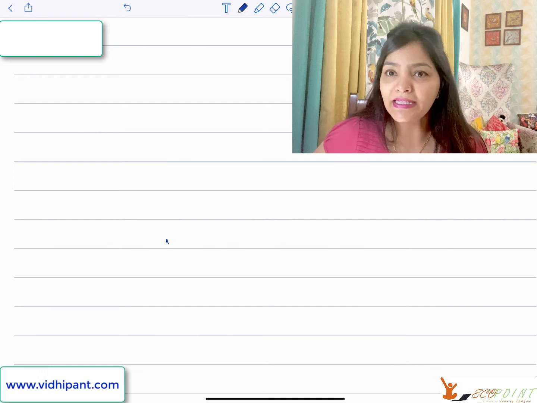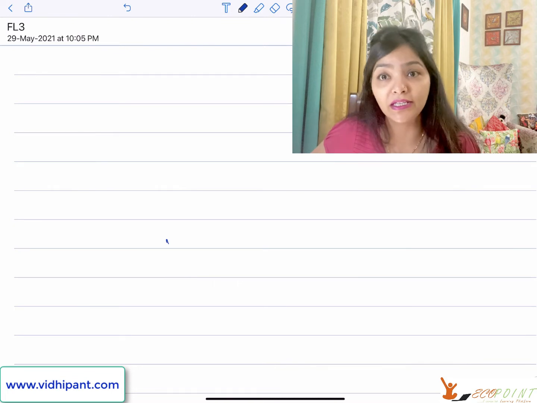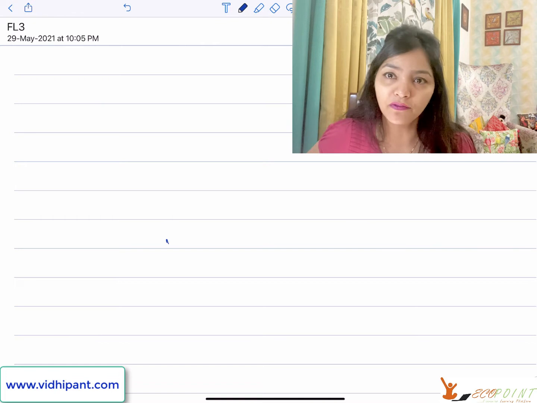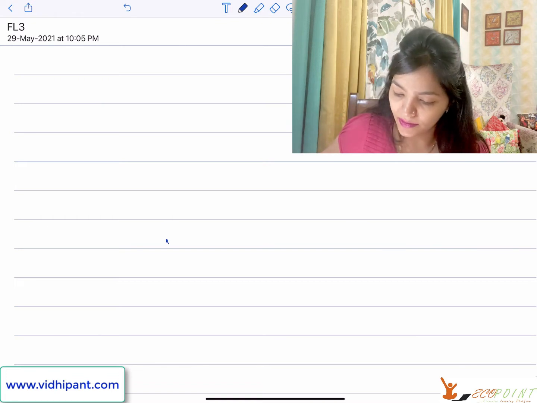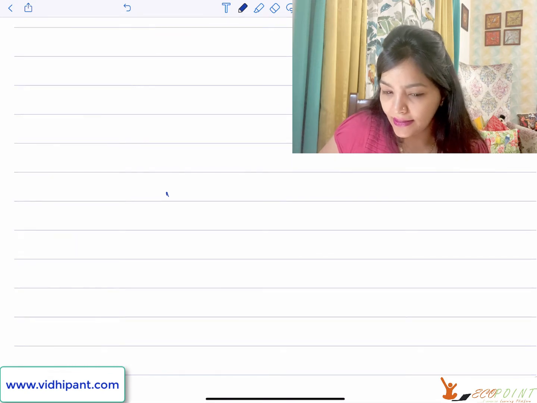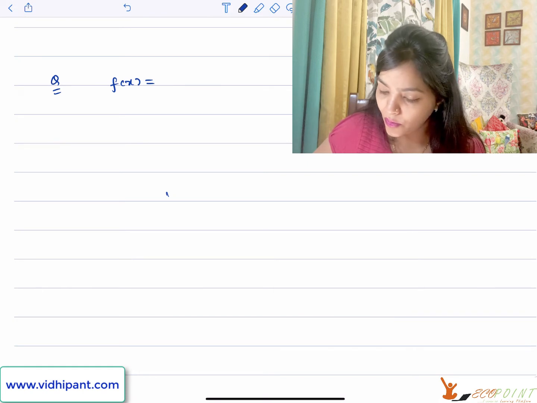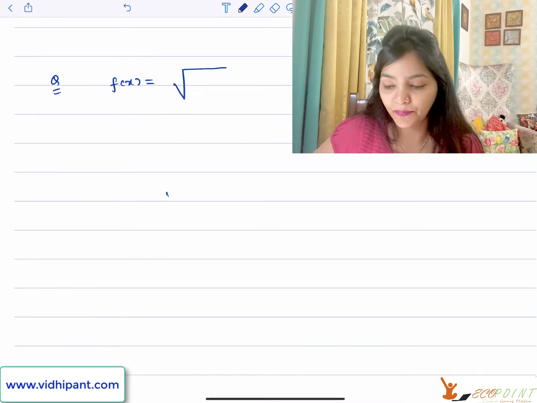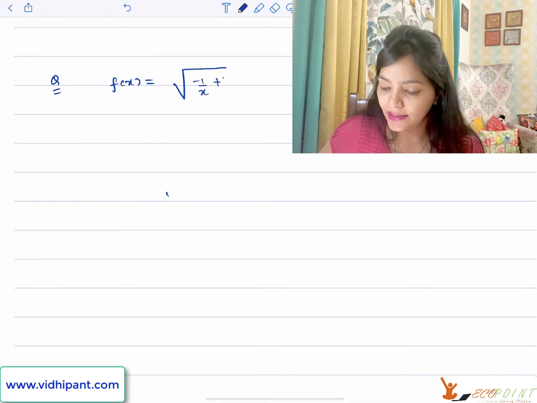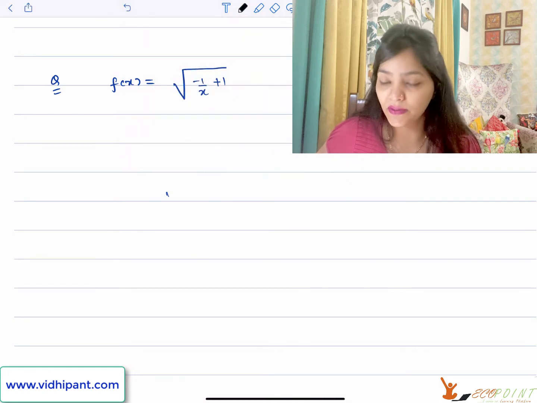Hi guys, let's extend the topic of domain and range and work on certain questions so that we get to know how to figure out domain and range for a particular question in different kinds of cases. So I'm going to start with a question here. f(x) is equal to square root of (minus 1 upon x plus 1).